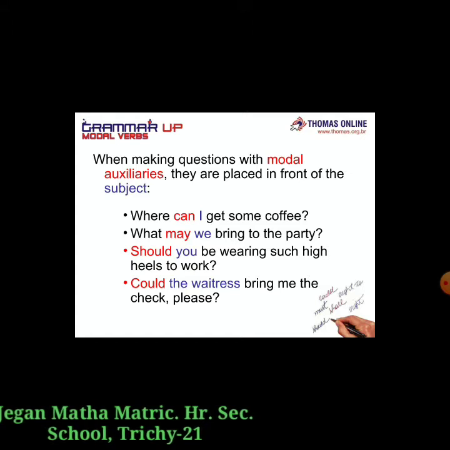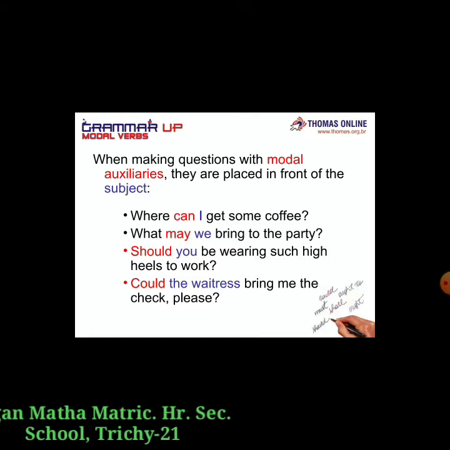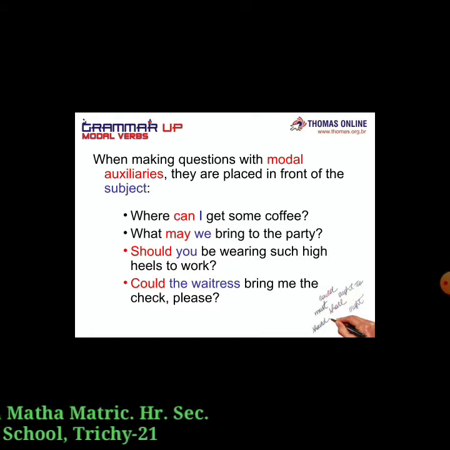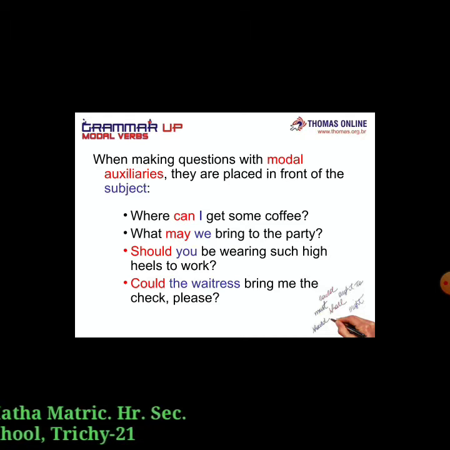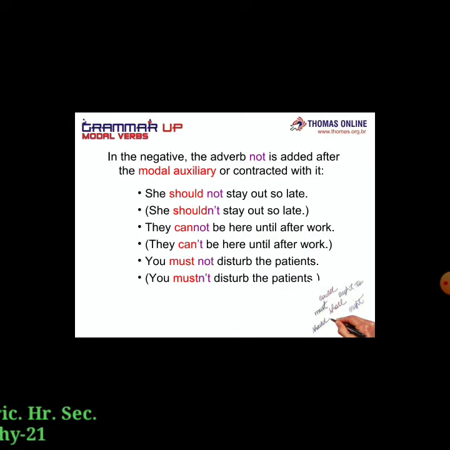What is the difference between can and would? With can we can ask a question, and with would we can also make one. But would is a polite request. Can is a normal, formal question. That is the difference between them.